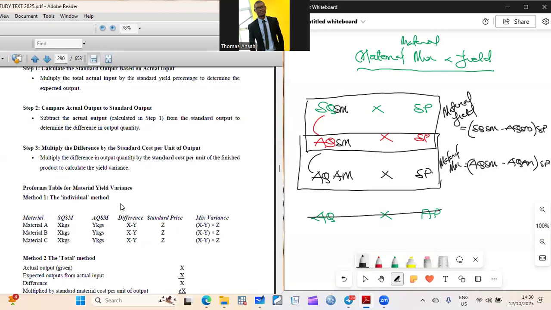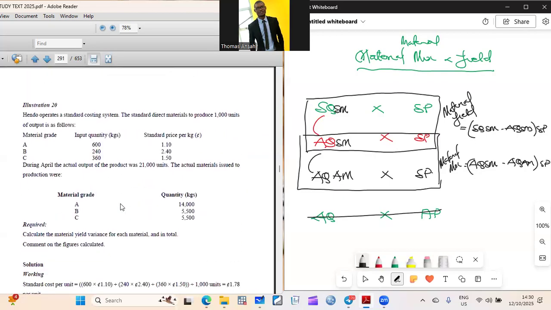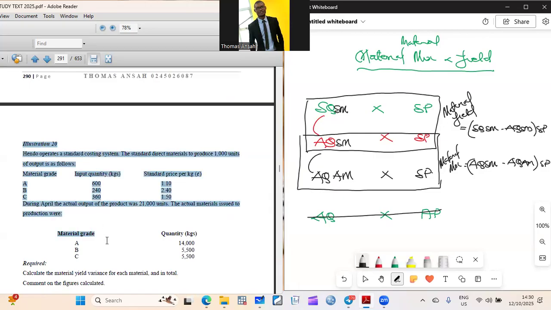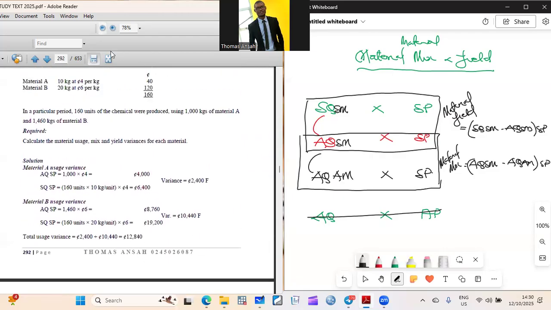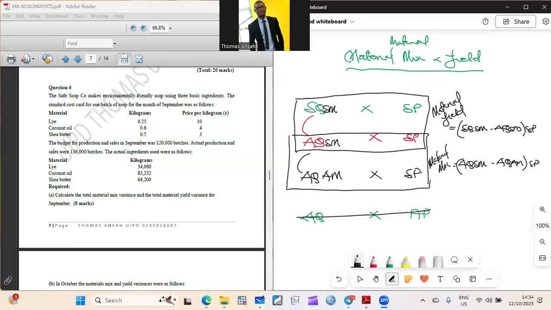Now, in the part 1 video, this is done. So what I want to do is to take the material that I gave you, the safe soap question, and we are going to try our hands on that. So the safe soap company makes environmentally friendly soap using 3 basic ingredients.